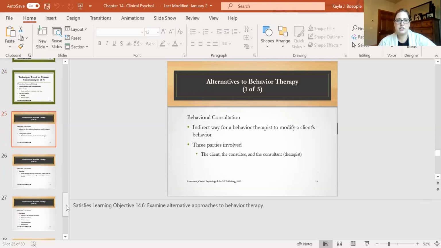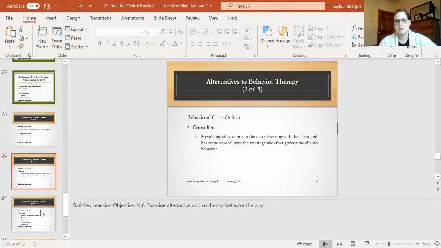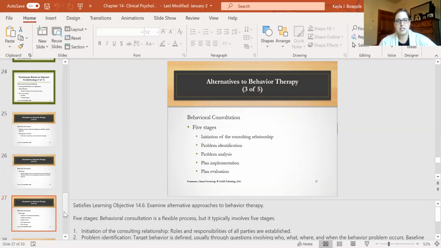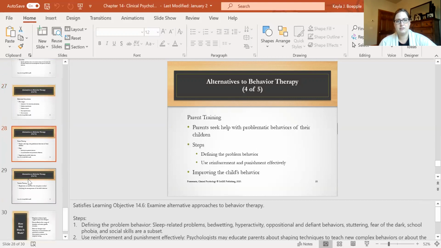The last section, which I'm pretty much just going to let you guys review, is going to be alternates to behavioral therapy. So we have behavioral consultation, and that just breaks it down a little further. Parent training. So oftentimes parents will seek help with problematic behaviors for their children. And not that it's the parents' fault, but sometimes parents are going to need retraining in how to respond to their children based on their behaviors.